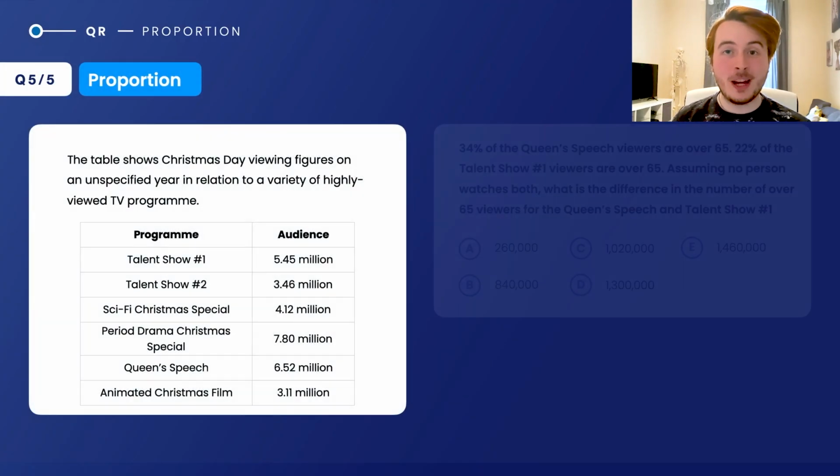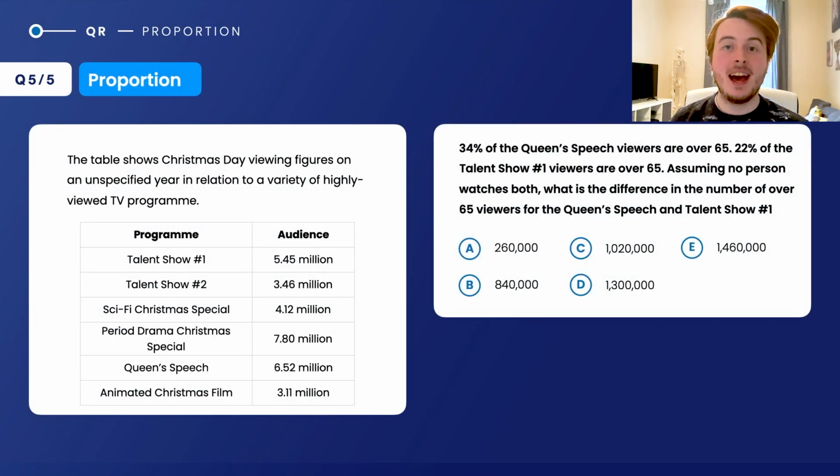So here's one final question for you to have a go of using proportions. So again, pause the video now, give it a go, and come back when you're ready for the answer.